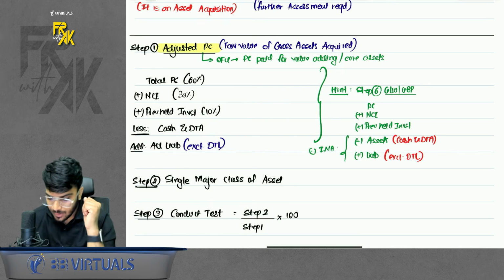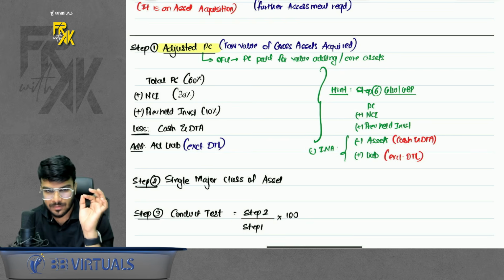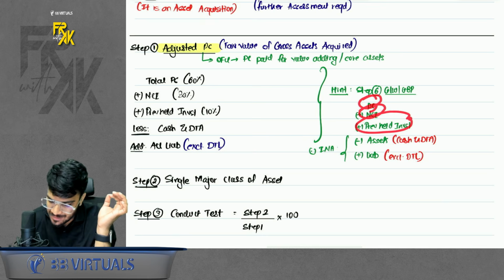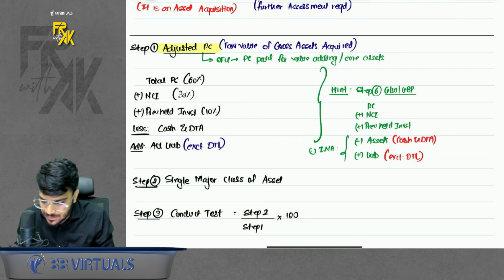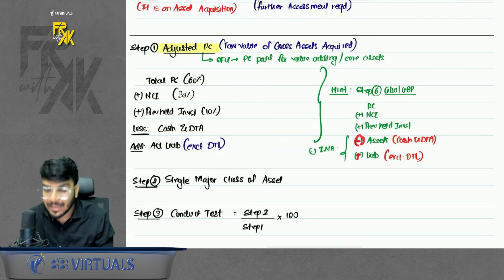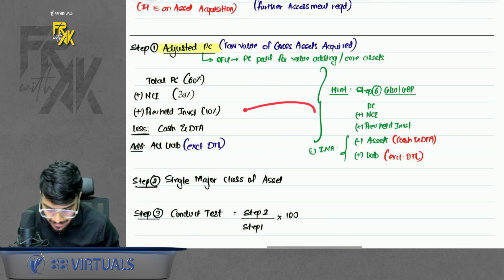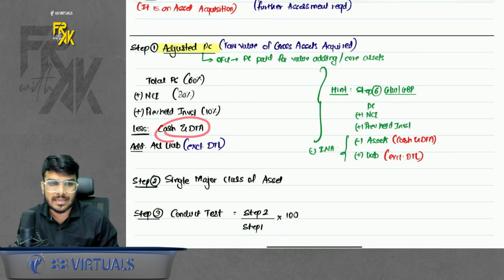How do I remember this? It is so difficult. To remember this, one hint I had given. Do you remember step 6 of business combination? Goodwill: PC plus NCI plus previously held investment, we do minus INA. What is the meaning of minus INA? Minus INA means you are deducting the assets but adding back the liabilities. This is the interpretation of minus INA. This is exactly what we are doing in this step. The only difference is we are not deducting all the assets. We are only deducting cash and DTA.